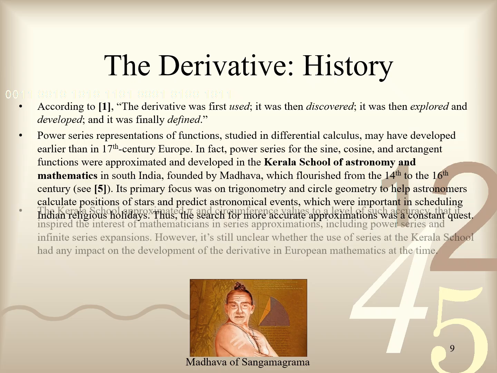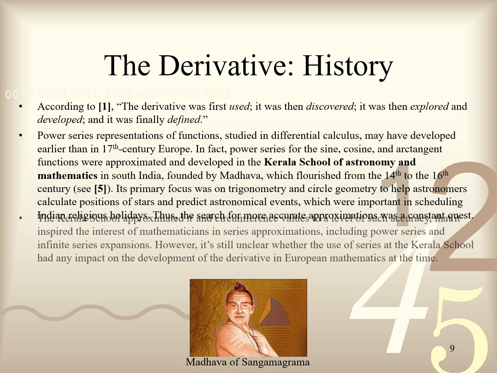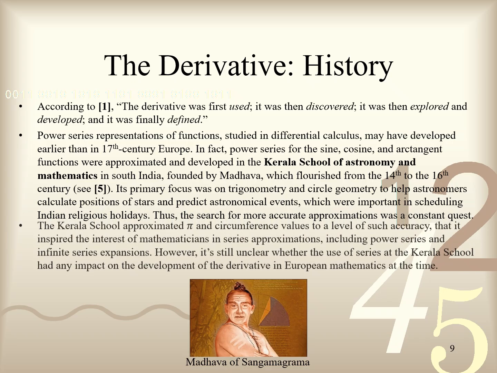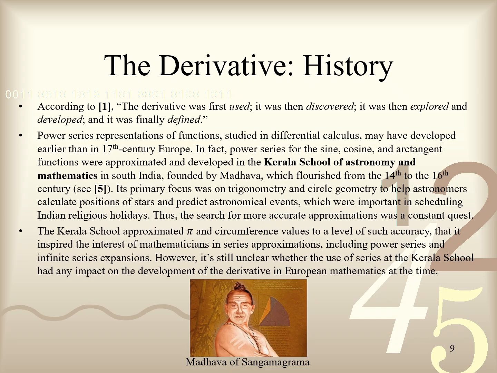Thus, the search for more accurate approximations was a constant quest. The Kerala school approximated pi and circumference values to a level of such accuracy that it inspired the interest of mathematicians in series approximations, including power series and infinite series expansions. However, it's still unclear whether the use of series at the Kerala school had any impact on the development of the derivative in European mathematics at the time.